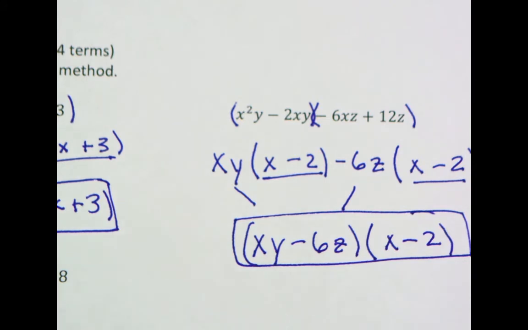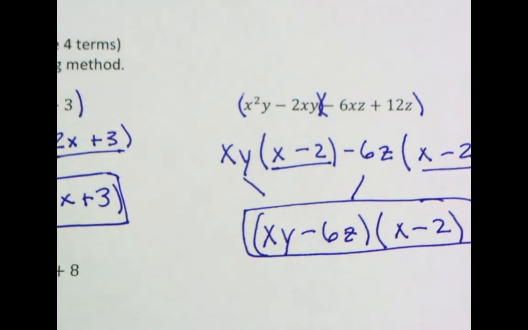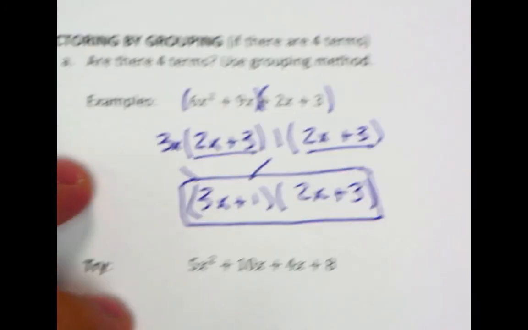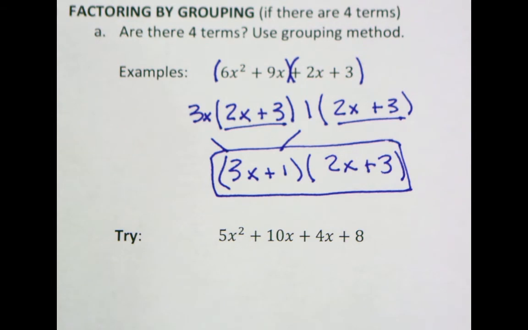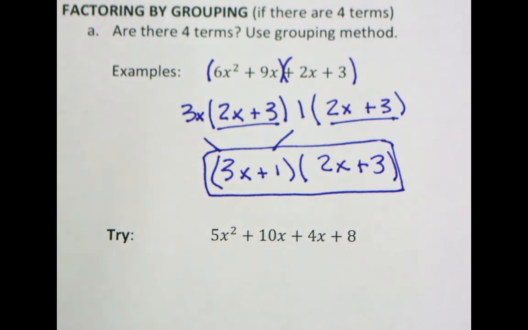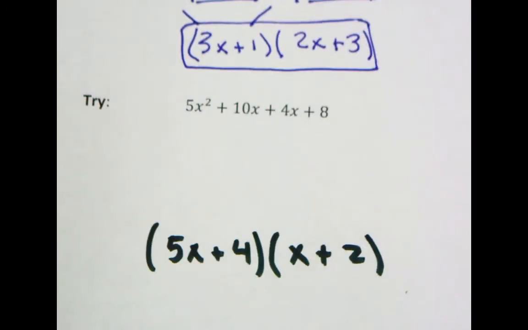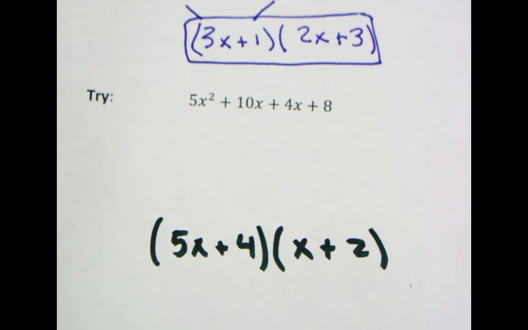So go ahead and try the problem below. You can try that one in grouping. Pause the video, try it out on your own, and play the video when you're ready for the answers. Ready? Here's the answer: 5x plus 4 and x plus 2. If you're confused as to how I got that, please don't hesitate to ask me how I got this answer.